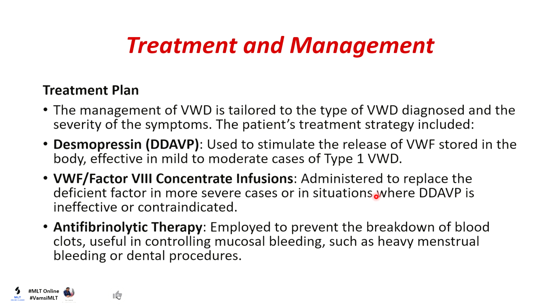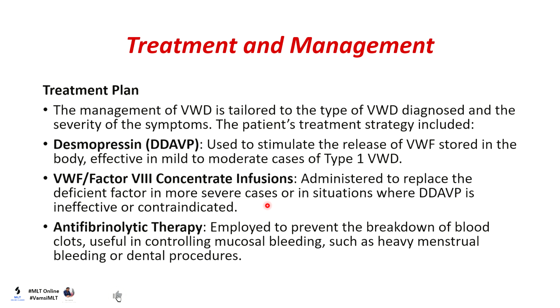So the treatment of von Willebrand factor disease is tailored to the type diagnosed and the severity of the symptoms. The patient's treatment strategy included desmopressin, which is used to stimulate the release of von Willebrand factor stored in the body, effective in mild to moderate cases of type 1 von Willebrand factor disease, whereas von Willebrand factor and factor 8 concentrate infusions are administered to replace the deficient factor in more severe cases, or in situations where desmopressin is ineffective, and antifibrinolytic therapy.